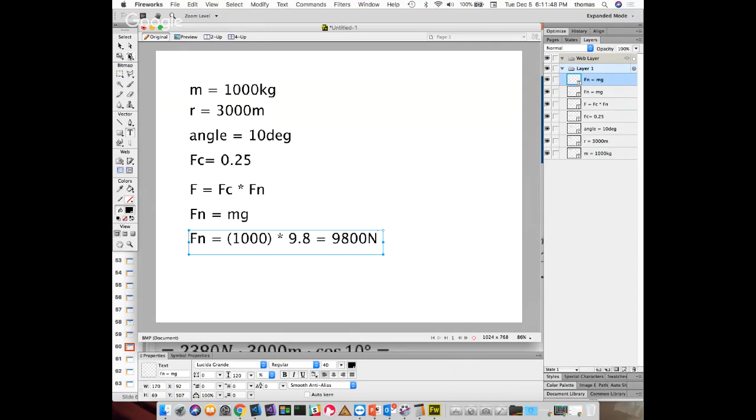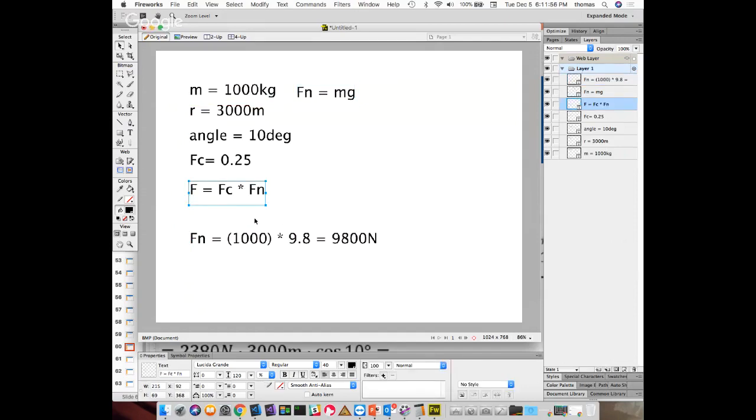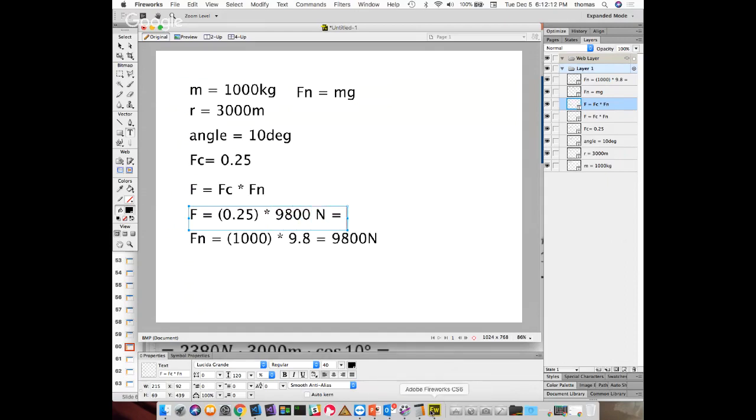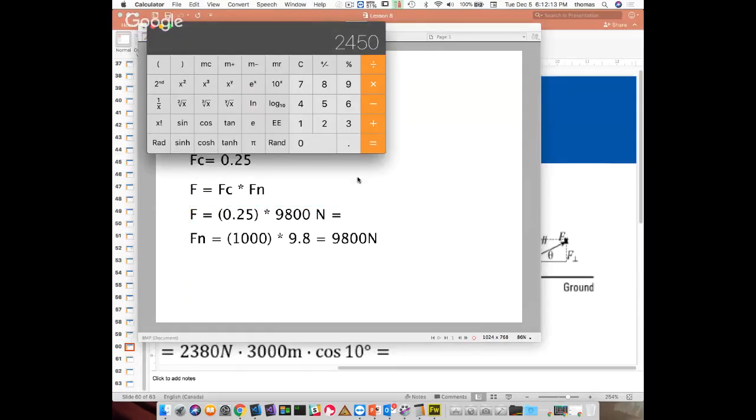So then we want to find the force of friction, which is up here. We know that we can figure this out. Let's put this over here because we know that force normal is equal to this. The force of friction then would be equal to the coefficient of friction, so 0.25, right? Multiplied by the normal force, which is 9,800 newtons, which equates to, I had before, 2,450.